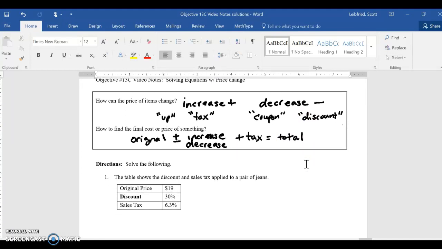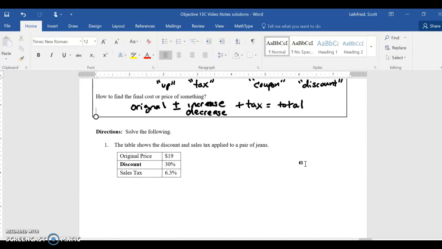So let's look at example 1. Solve the following. The table shows the discount and sales tax applied to a pair of jeans. So what we want to find is the new price. So the original is $19. So first thing to do, anytime you see percents, I recommend we change it to a decimal. So 0.30 and 0.063, because eventually that's what we're going to be using.